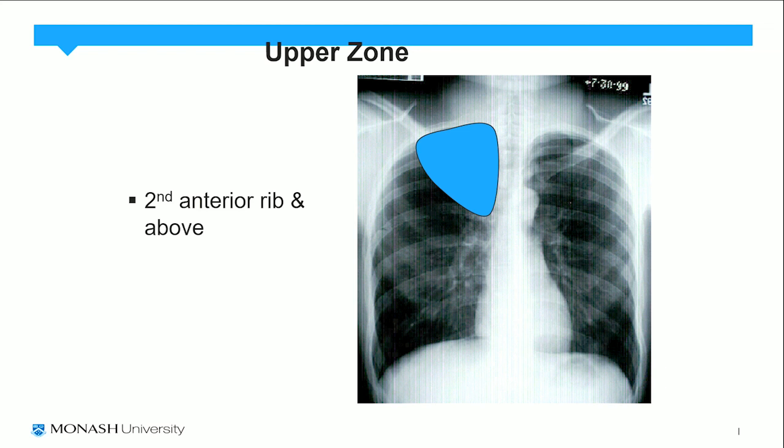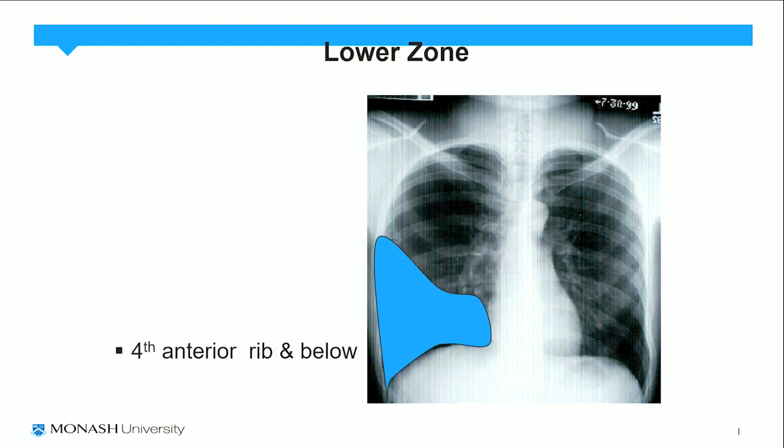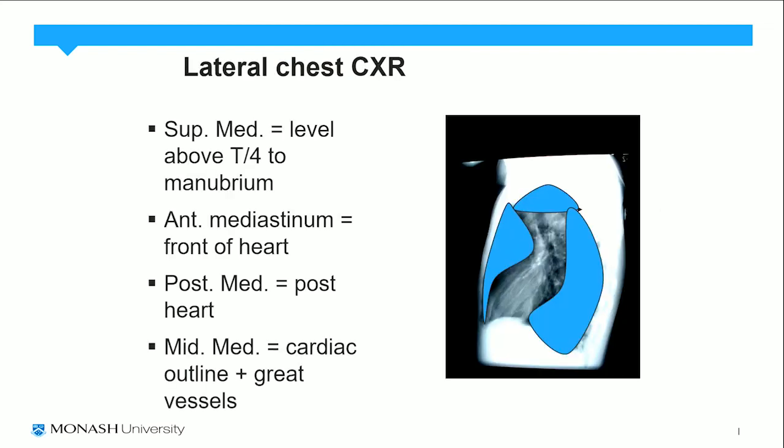When a radiologist reports, they would quite often report on zones. So when they refer to the upper zone, that is the area which is from the second anterior rib and above. The middle zone refers to the second to fourth ribs anteriorly, and the lower zone refers to the fourth anterior rib and below. On the lateral view, the superior mediastinum is at the level of T4 and above to the manubrium.